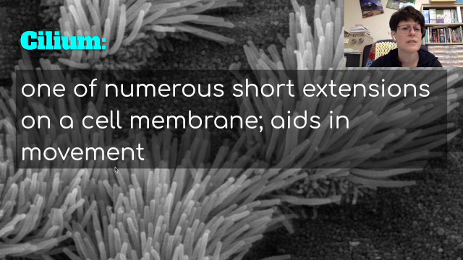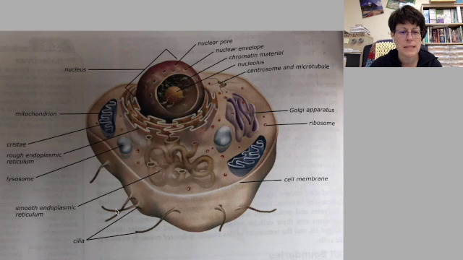And this is what makes bacteria kind of slimy, okay, is that capsule that surrounds it. There also is cilium, is cilia for plural. This is one of numerous short extensions on a cell membrane and it aids in movement. So these usually, there's lots of them compared to a flagellum. And they're much shorter, okay? So we can see some cilia on this cell here. If it's a single-celled organism, it can be used for movement. We actually have cilia in our respiratory tract that are used to move mucus, okay, and sweep mucus out of our respiratory tract.